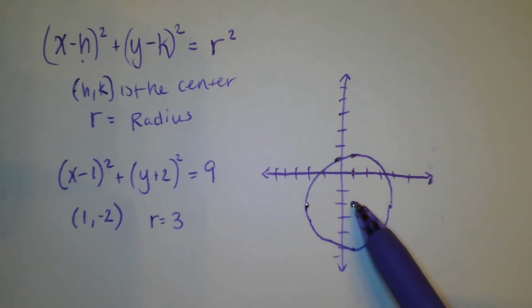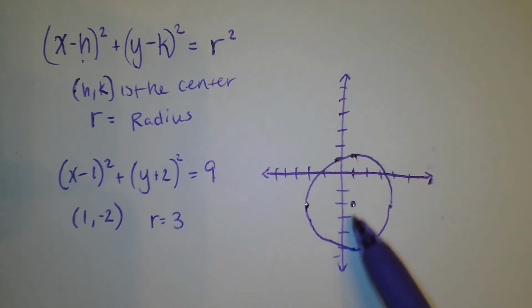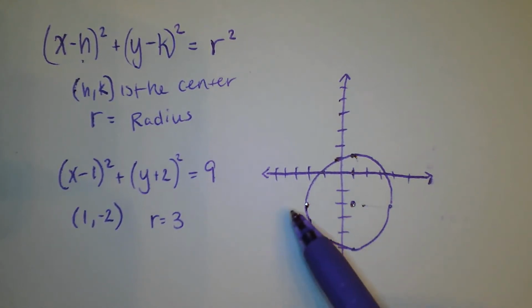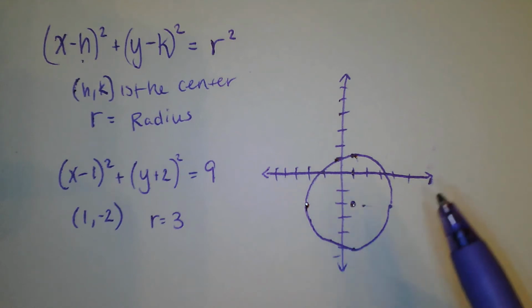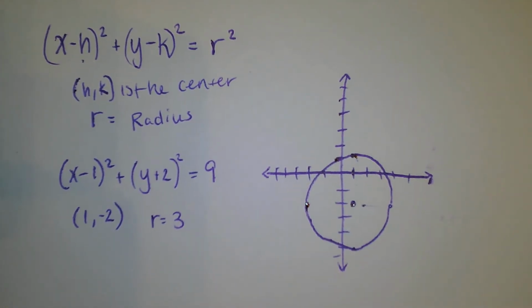You graph the center, and then you graph the radius up, down, left, and right from the center, that 3 units. And then, like I said, the hardest part is trying to connect those so they look nice, to be honest, or at least that's my opinion with that.